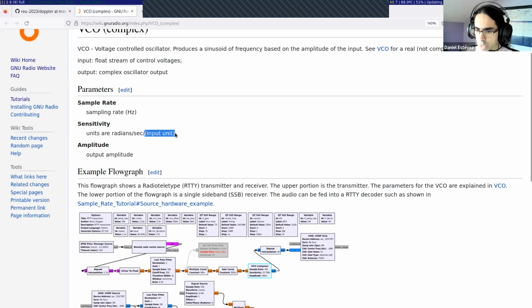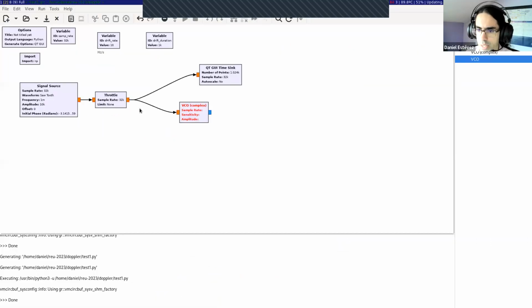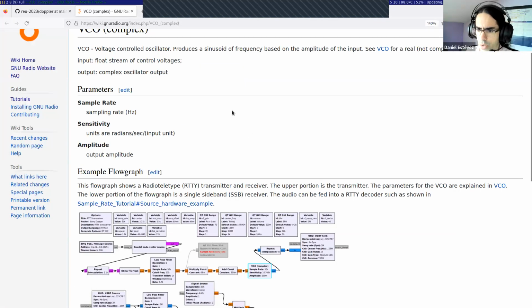And what does input unit mean? Input unit means whatever units we have here, because we don't have any units explicitly here. We have a range of log graph, so that here we have hertz. I believe that's the most simple way to set this up. But you could do as you wanted, and here you could have units of time or any a-dimensional units you decide. So what happens with the sensitivity is the values you have on the input will be multiplied by the sensitivity to yield the frequency in radians per second. And radians per second is not the same as hertz.